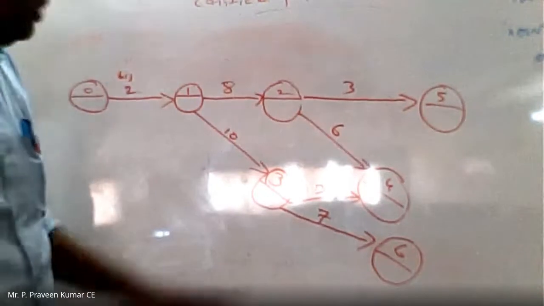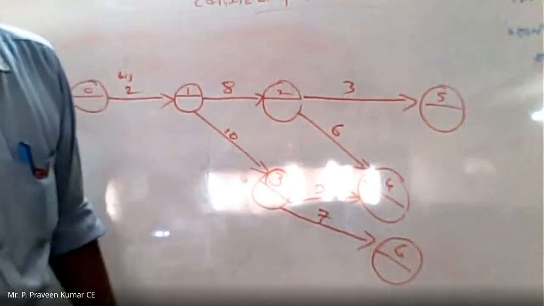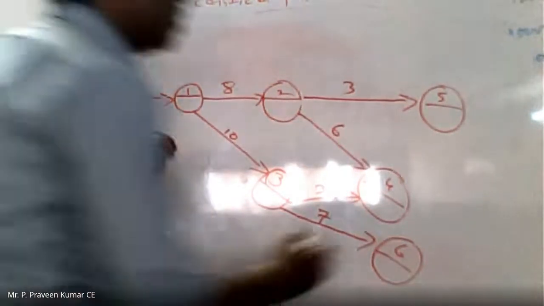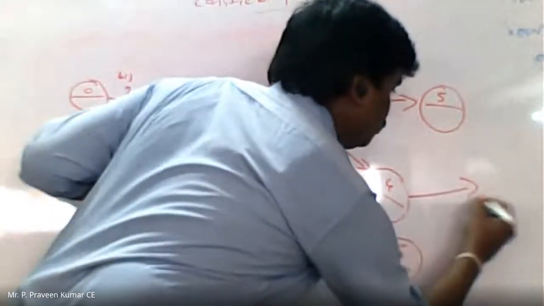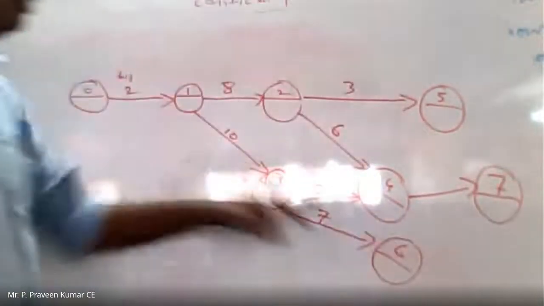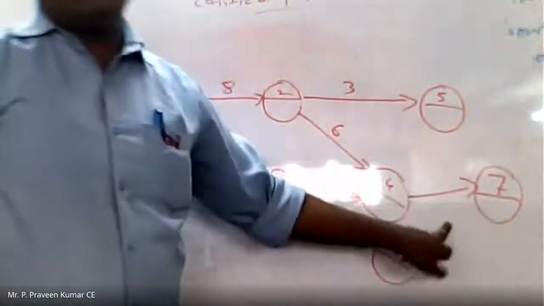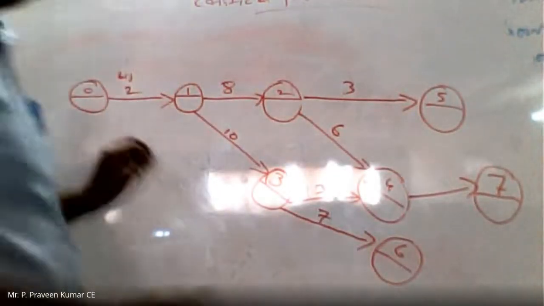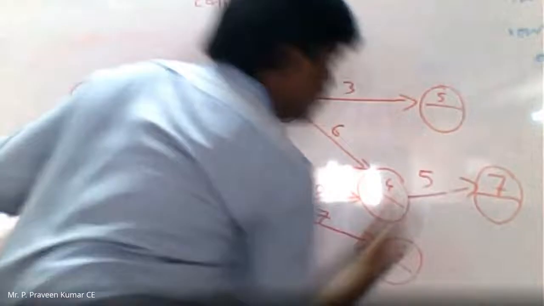Now 3 to 6 is over. Now coming to the next activity. The next activity is 4 to 7. Now I have drawn from 4 to 7. What is the duration time of 4 to 7? 5 is the duration time.